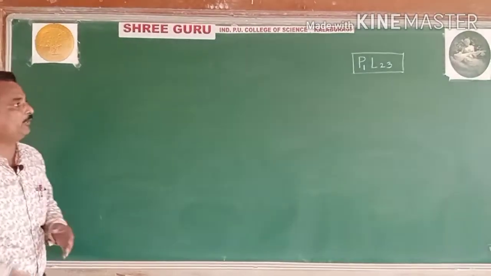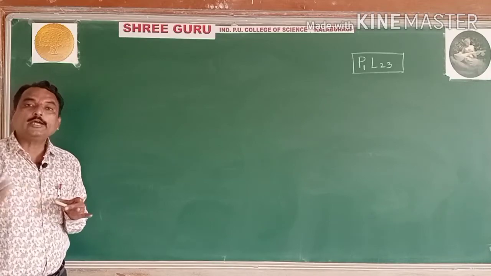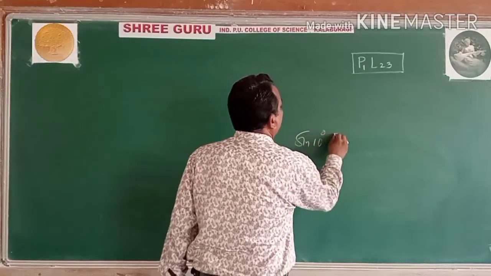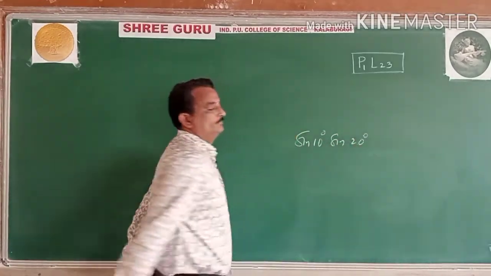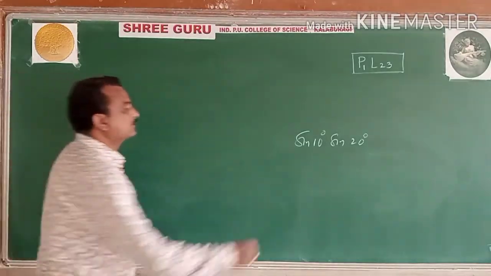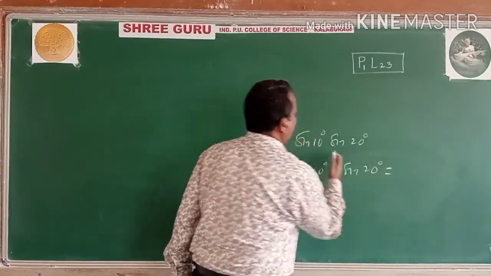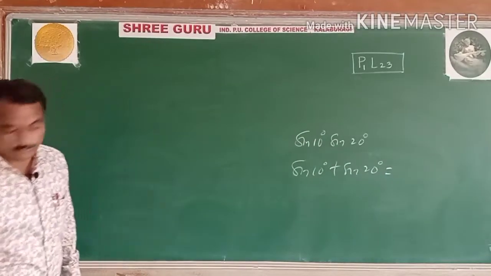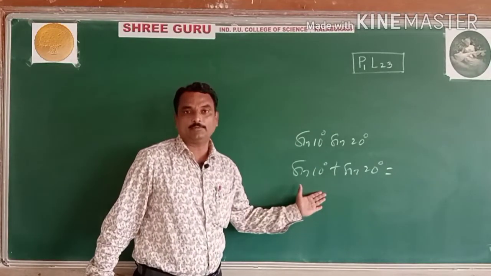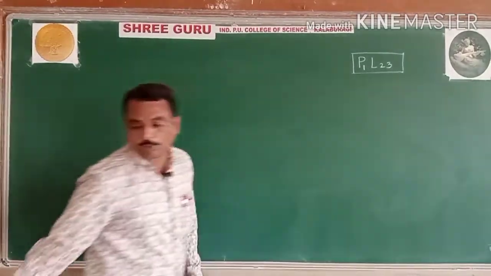Now I will transform the sum and difference formula in terms of a product and sum and difference formula. Suppose a product means sin 10 into sin 20 degree. How to write sin 10 into sin 20 degree? Sin 10 plus sin 20 degree is equal to, this is product and this is sum. So here I will deduce the formula to calculate such examples.